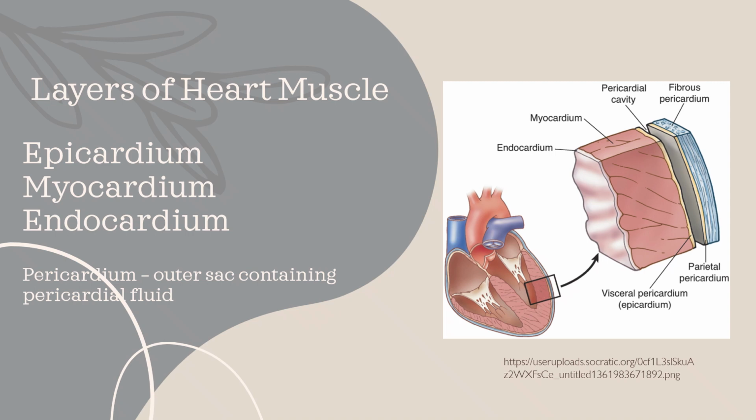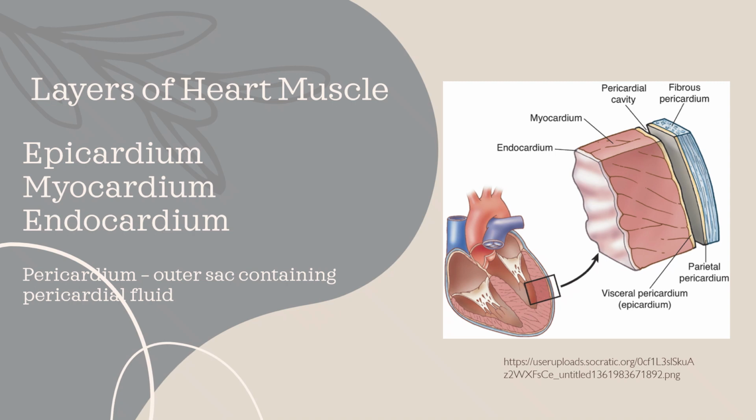The layers of the heart muscle. The heart's walls are made up of three layers: the epicardium, myocardium, and endocardium. The epicardium is the outermost layer and is also a part of the pericardium. The pericardium is an outer sac surrounding the heart that contains fluid. The myocardium is the middle layer of the heart's walls. This is also the thickest layer of the heart. It consists mostly of cardiac myocytes, the contractile cells of cardiac muscle tissue.